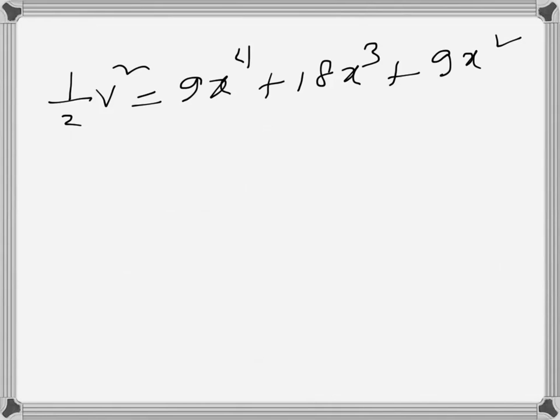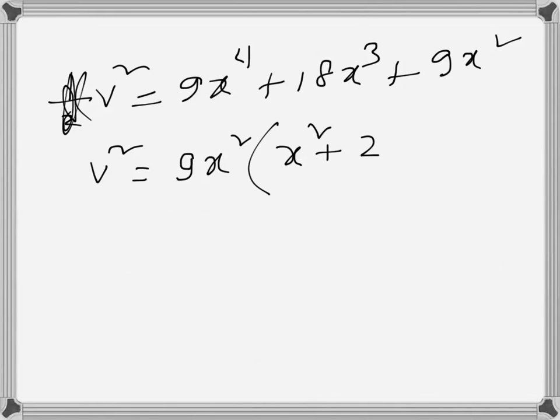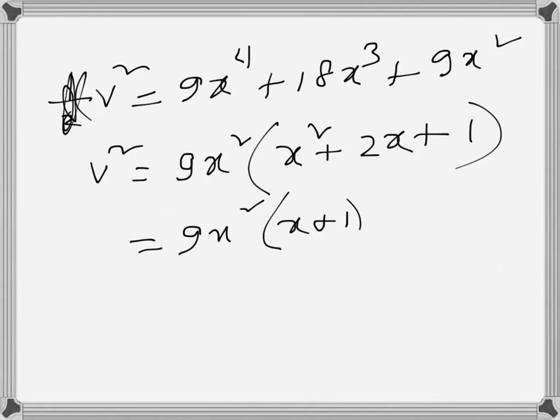So we can take, this half is gone because I multiplied both sides by 2. So this is v squared, and then 9x squared can be taken out, so this will be x squared plus 2x plus 1, or this can be written as 9x squared times (x plus 1) whole squared. So that is v squared. That's what we needed to prove.